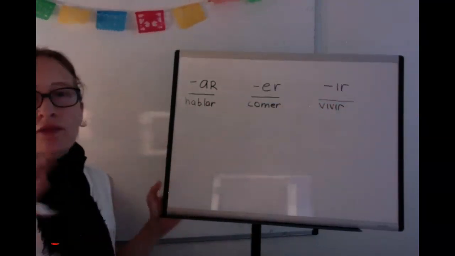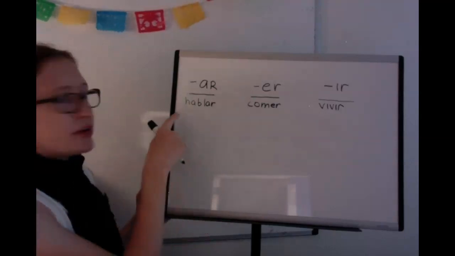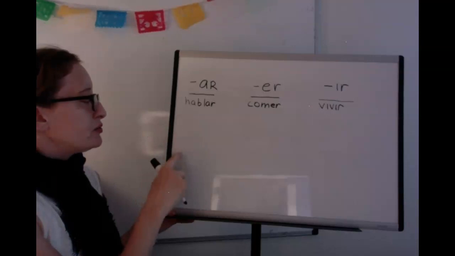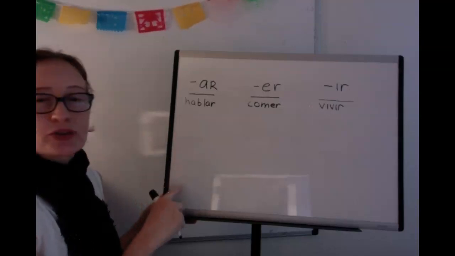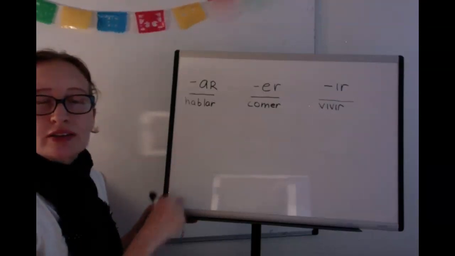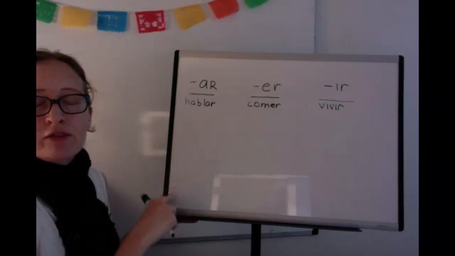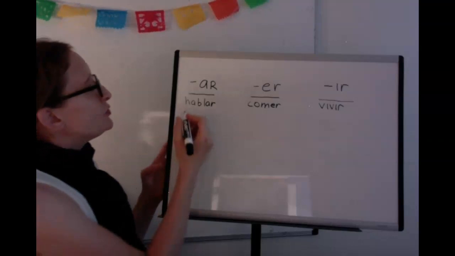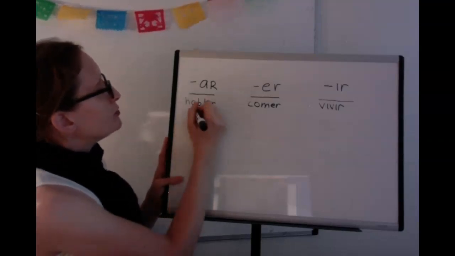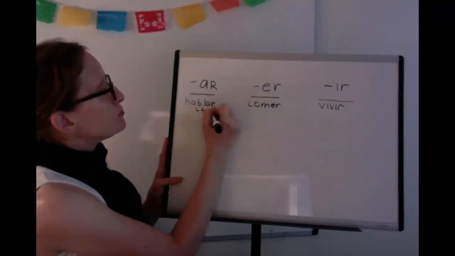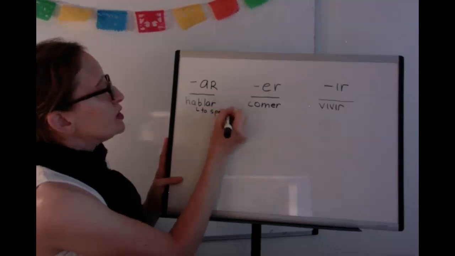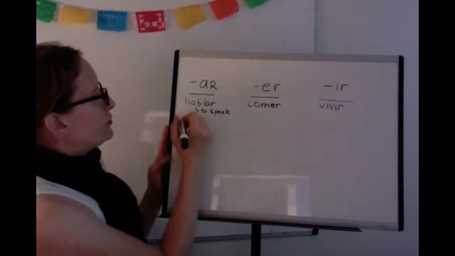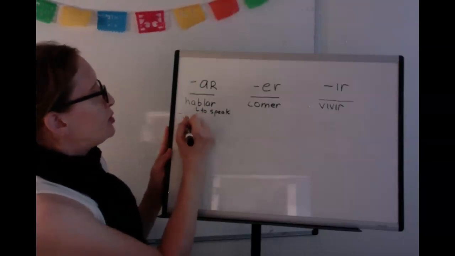And let's have our paradigm in our head. So we'll have, I won't write it out here, but we'll have yo, tú, él, ella, usted, nosotros, vosotros, ellos, ellas, ustedes. We always want to have those in your mind because we're going to be working on your verb conjugations in order. Here we have to speak. When you want to say I speak, you say hablo.